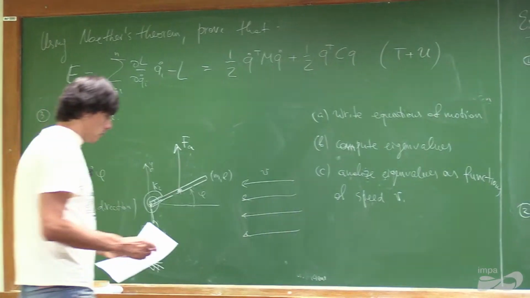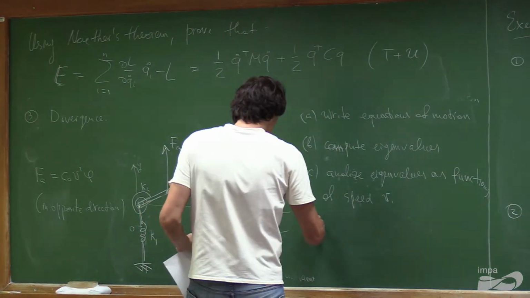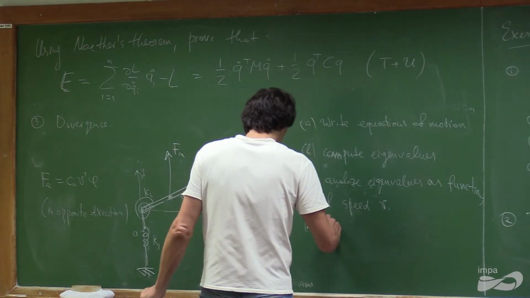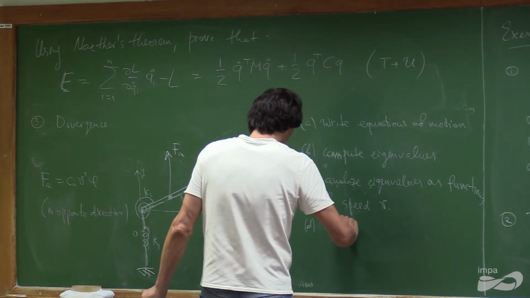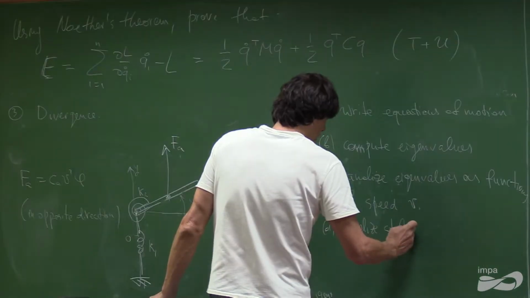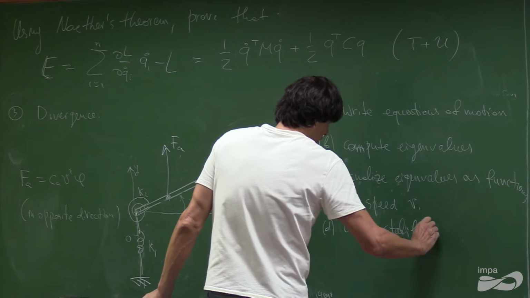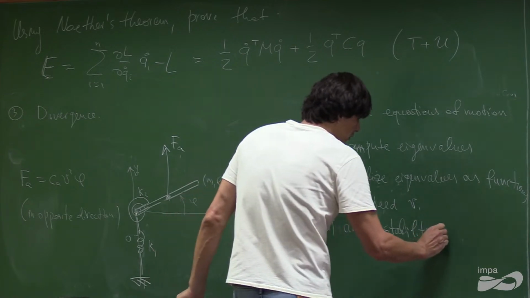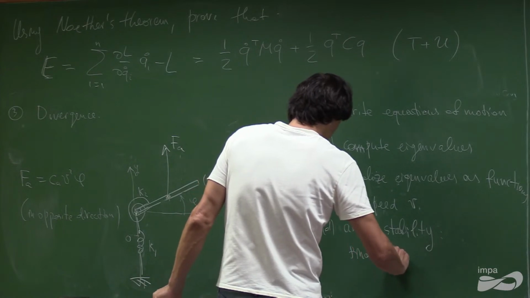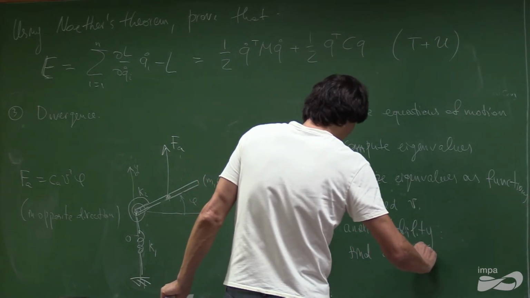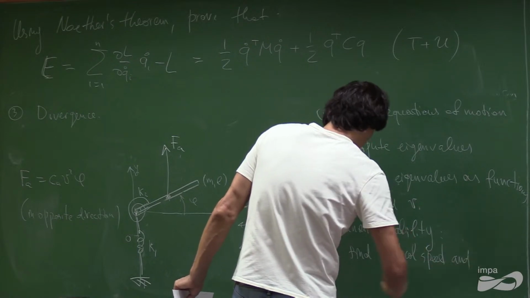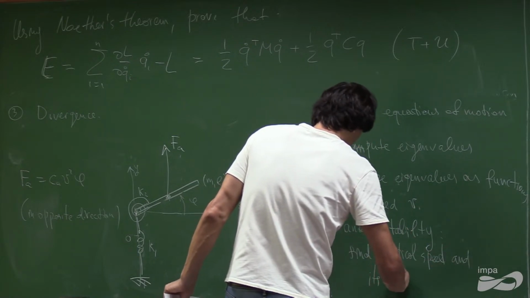And then from this analysis, D, you analyze stability, which means that you have to find the critical speed and its interpretation.